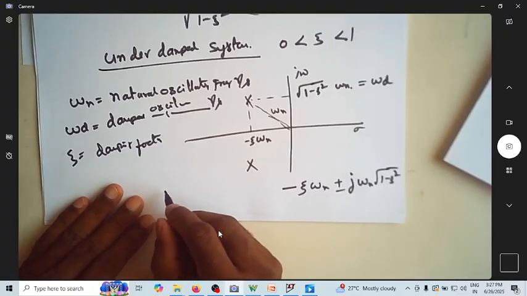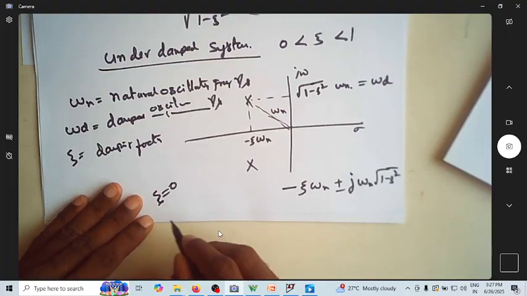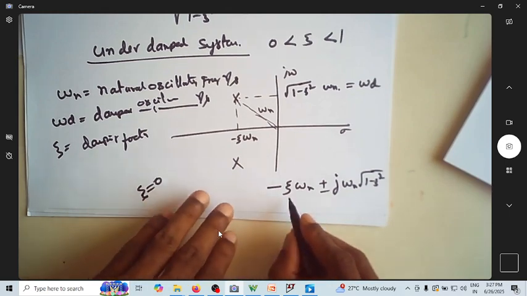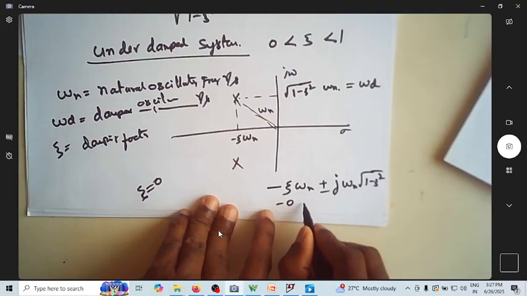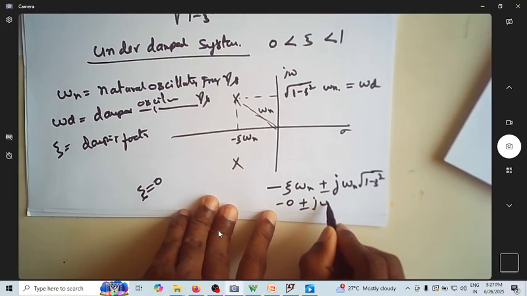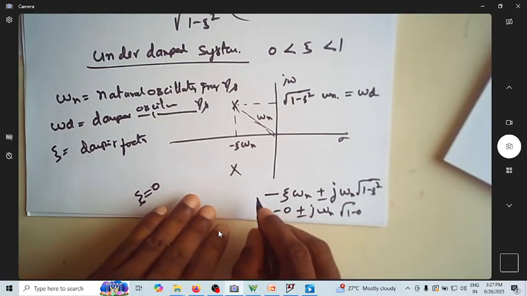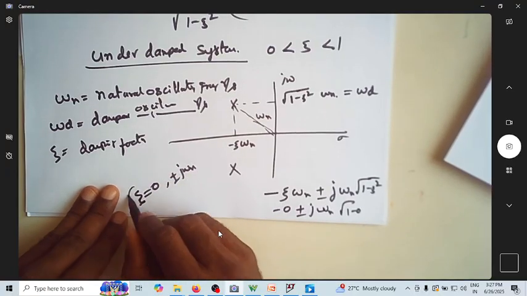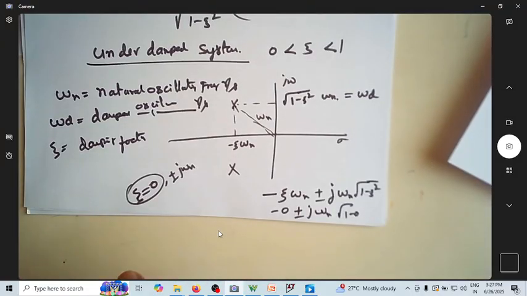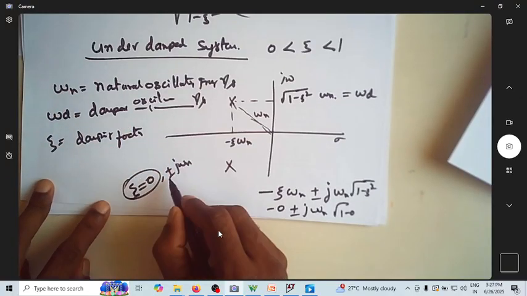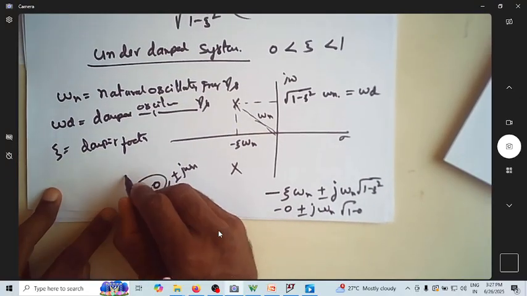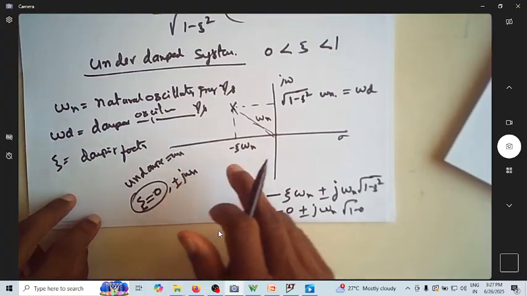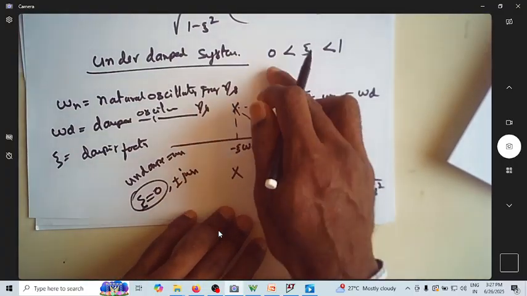Now, where are the poles if zeta is equal to 0? If zeta is equal to 0, then this becomes 0. When this becomes 0, this will become minus 0 plus or minus j omega n root of 1 minus 0. So this has roots plus or minus j omega n. Zeta 0 means it's undamped oscillation. That is equal to omega n. There is no damping, so this is called undamped. The poles will be over here, on the imaginary axis.